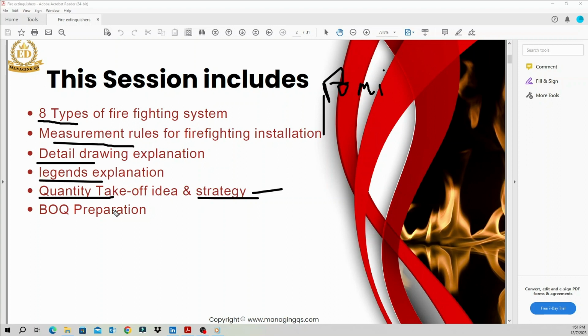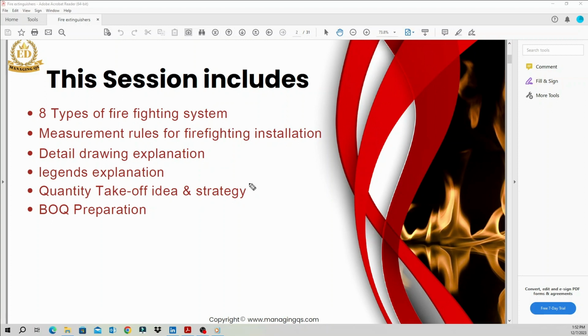Then after completing this quantity takeoff, we will move forward to the BOQ preparation. In this case we will prepare it based on the standard BOQ format for firefighting. Okay. So this is the small introduction for this firefighting system. Once you finish this system, you can easily understand the total firefighting system, how it works, something like this.